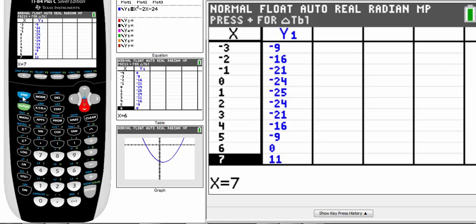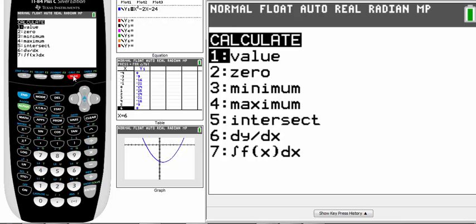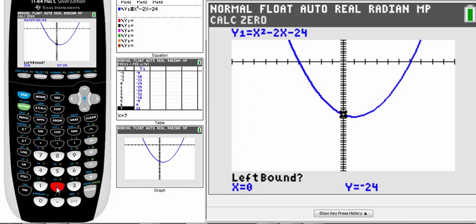Now, another way I can find this root is by going to second calc. And then I have a couple of options here. I have value, 0, minimum, maximum, etc. The one that we want to focus on here is 0. And 0 means where does it cross the x-axis? Well, right now it's asking for the left bound here. You can see this on the bottom left-hand side of the screen. I want to find this point up here, and I know it's negative 4, but let's see how the calculator will find it. I want to find this value, so I need to go to the left of it.